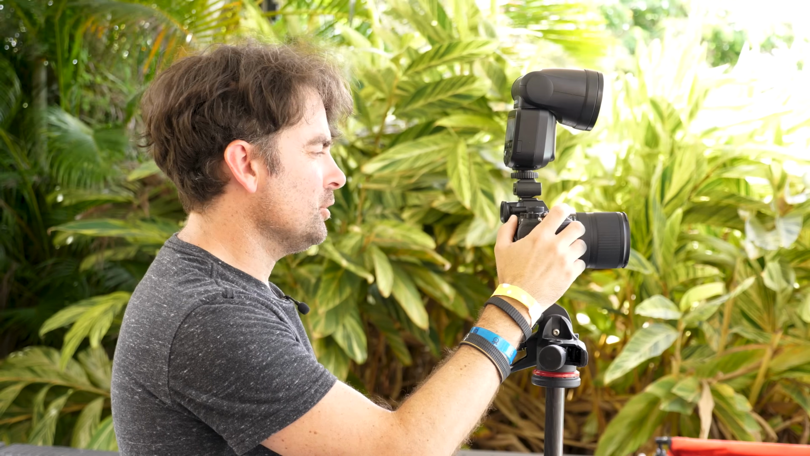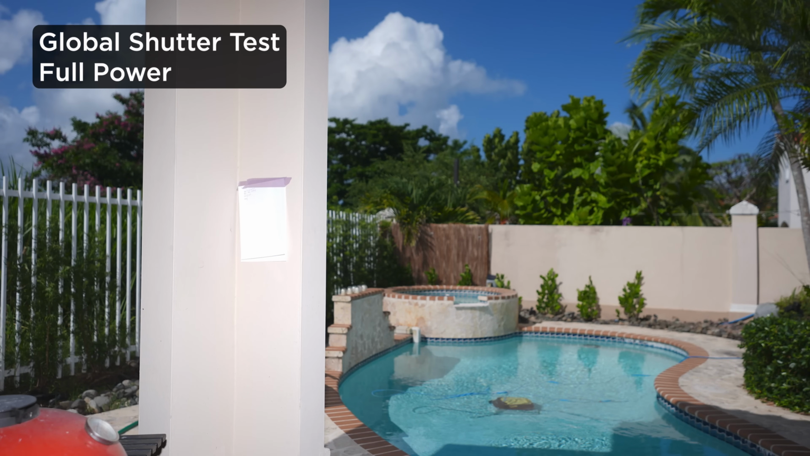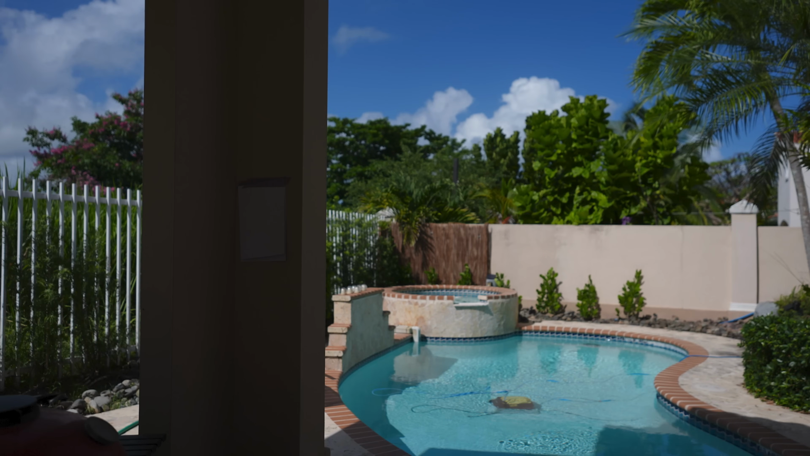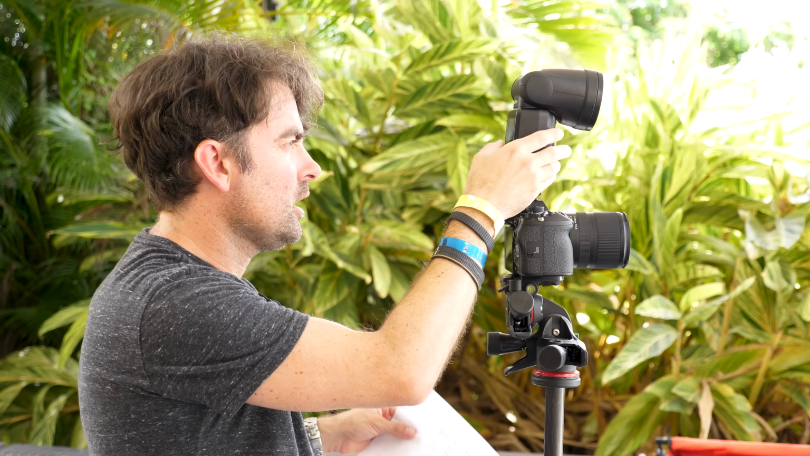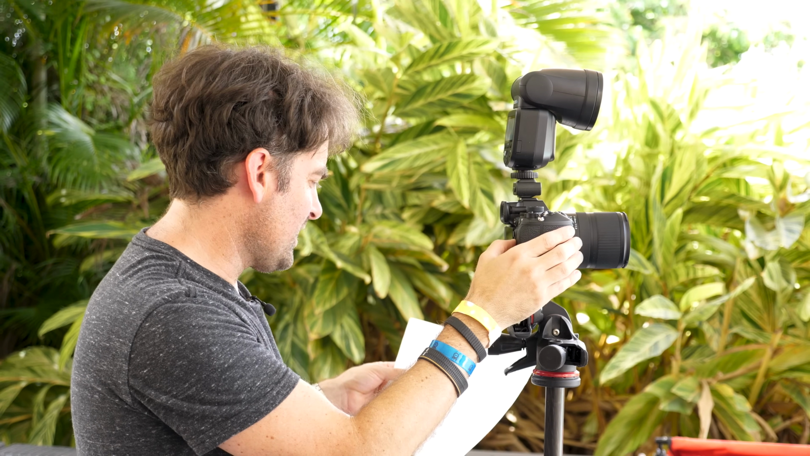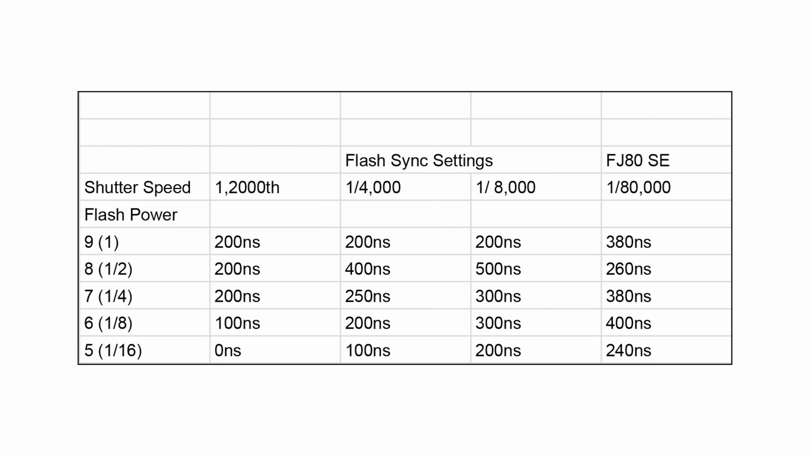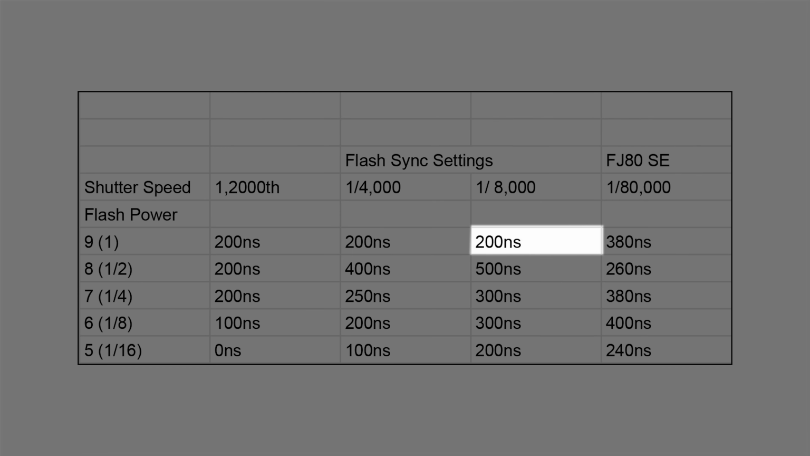And let's take this photo. And wow, we have an incredible exposure. The background looks just like it did before, but now the pillar might actually be lit too much. This might be like one stop over. So the next thing I want to do is go down to half power, and then using my chart, I'm going to have to change my sync setting from 200 nanoseconds down to 500 nanoseconds.